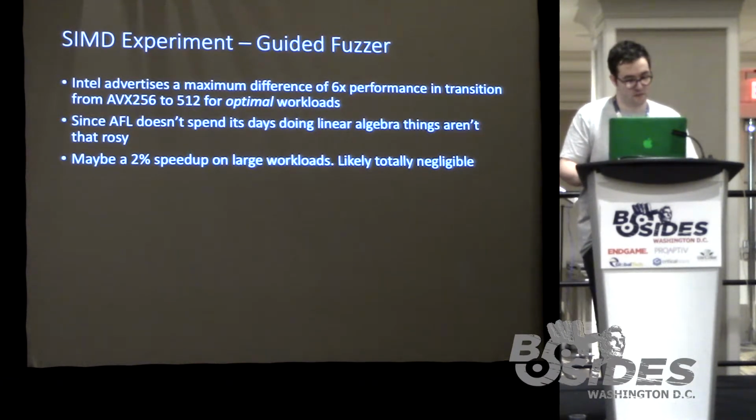Intel advertises a maximum difference of 6 times performance in transition from AVX 256 to 512 for optimal workloads. The most I observed was about a 2% speedup switching things to AVX 512, so it's kind of not worth it.